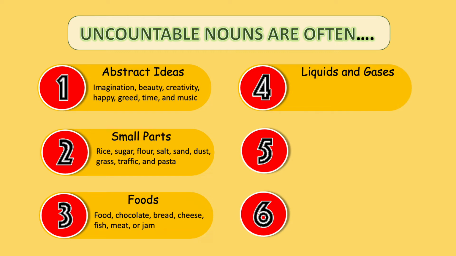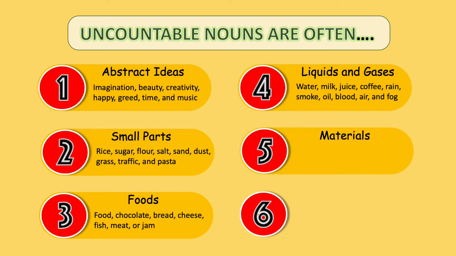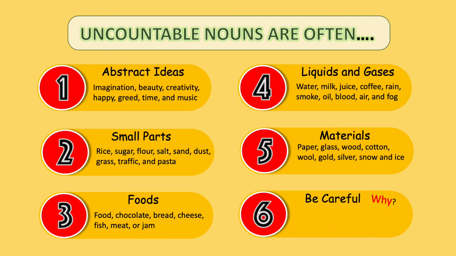They are often liquids and gases. For example, water, milk, juice, coffee, rain, smoke, oil, blood, air, and fog. They are often materials that we use every day, such as paper, glass, wood, cotton, wool, gold, silver, snow, and ice. But we need to be careful sometimes.